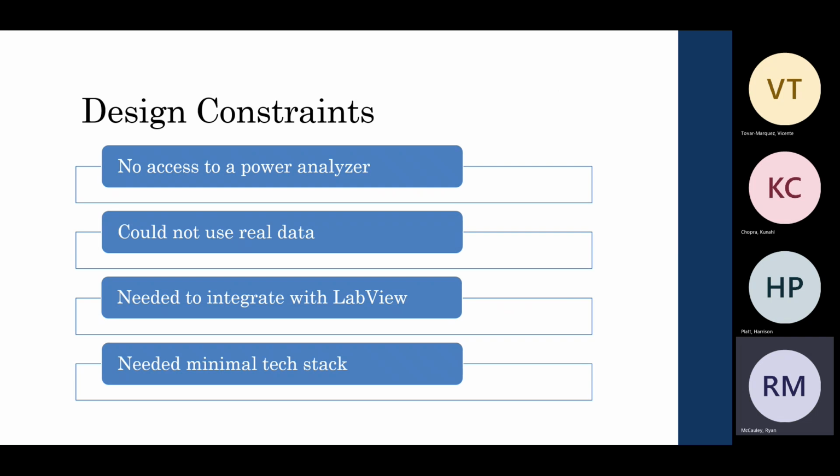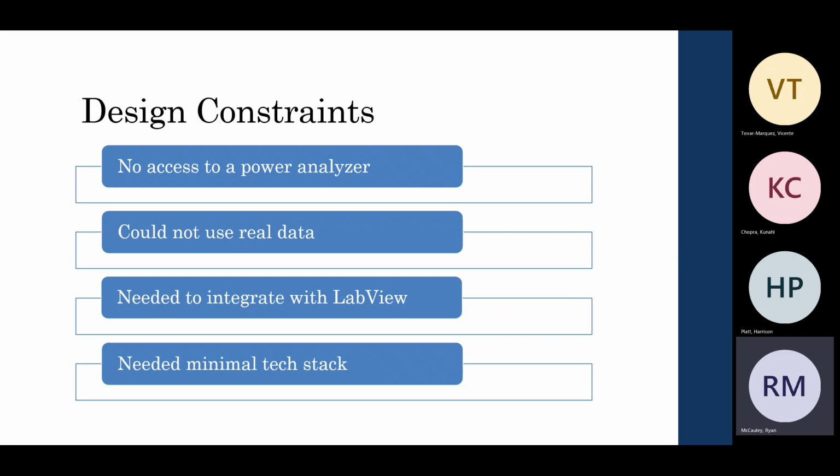So I mentioned last slide about the design constraints, and we had 4 major ones that we had to work around. And the last 2 are actually where a lot of the novelty of our project came from. So the first is that we had no access to a power analyzer. That is because they're a very expensive piece of equipment, so Sandia wasn't able to send us one. And this meant that we could not use or get any of our own real data, and we couldn't use any of the data that Sandia had because they're a government contractor. They weren't allowed to send that to us.